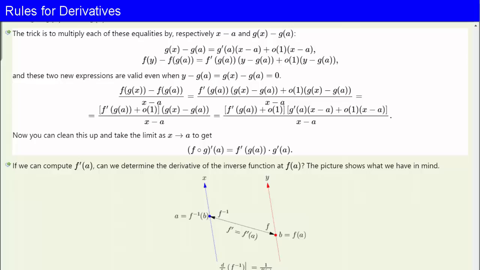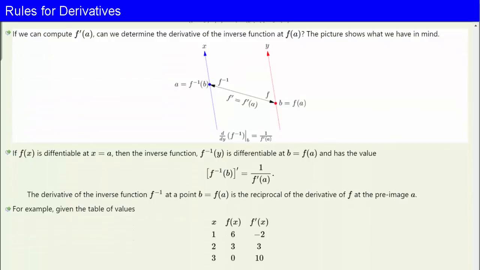Then we go back to the limit which defines the derivative of the composite function and plug in these expressions for, respectively, g of x minus g of a and the composite function f composition g at x minus f composition g at a. The result is a horrendously long expression. And if you clean that up and take the limit as x goes to a, it very clearly gives you f composition g prime at a is f prime at g at a, times g prime at a.